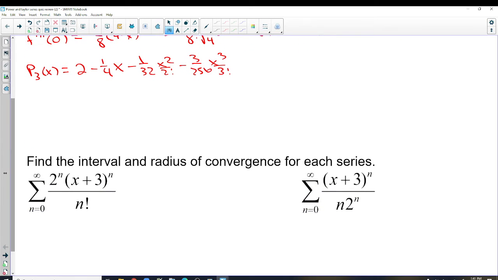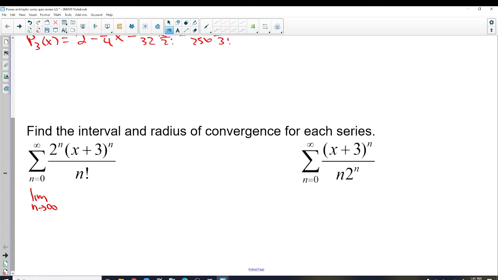Find the interval and radius of convergence for each series. So factorial says ratio test right away. I actually like it when there's a factorial in there because I know exactly what to do with this. We get 2 to the n plus 1, x plus 3 to the n plus 1, over n plus 1 factorial, times n factorial over 2 to the n, x plus 3 to the n.